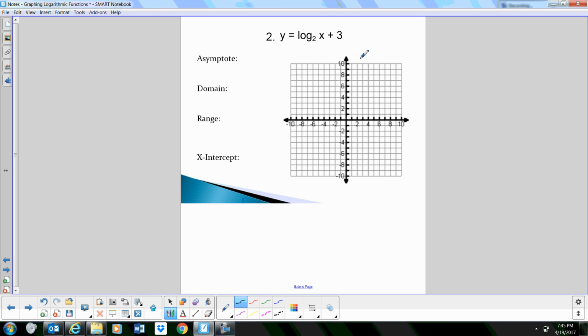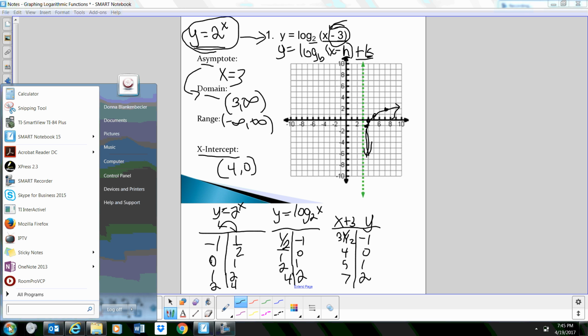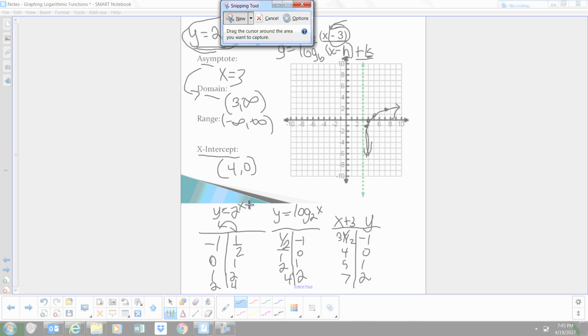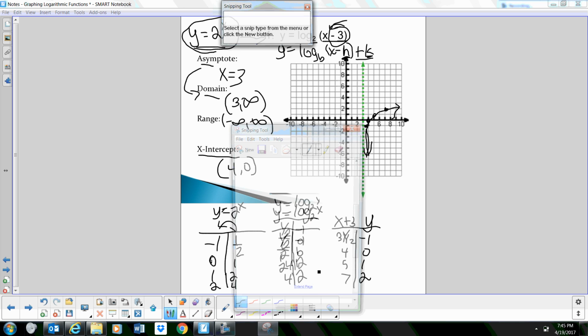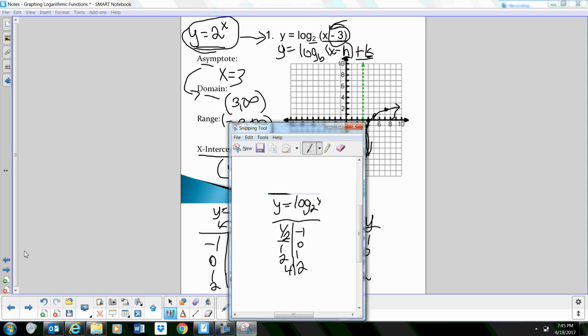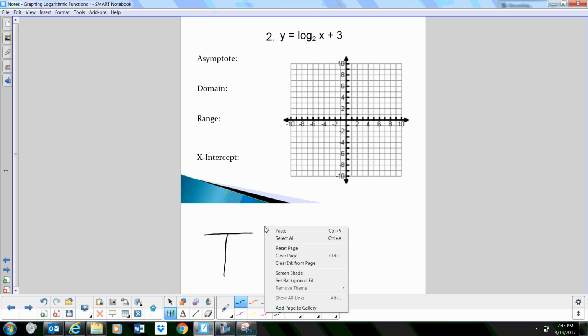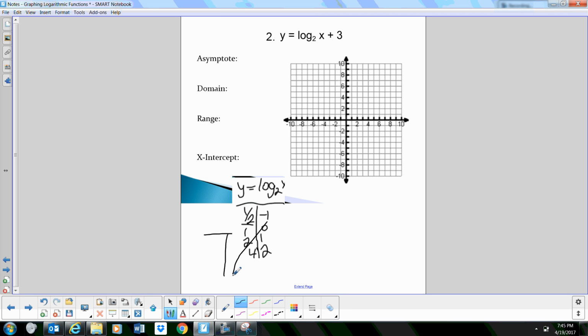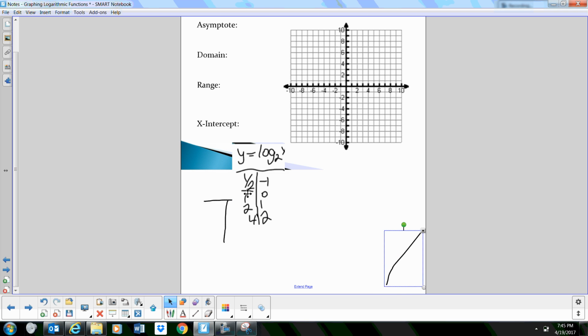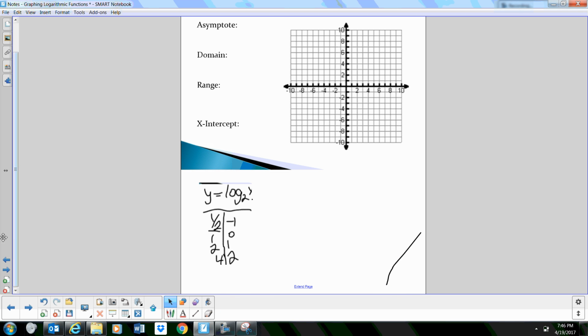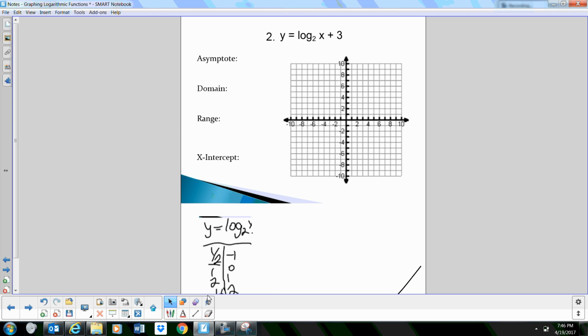Okay, so let's try another one. This one's different because we are changing the k value. So rather than generate that whole list again, I'm just going to snip this right here because we're just going to use this graph. Let's pop it on here. Hopefully you can see it on yours. Whoops, that's not good. Let's take that little line off. Okay, there's our graph, our log graph before we do a shift.